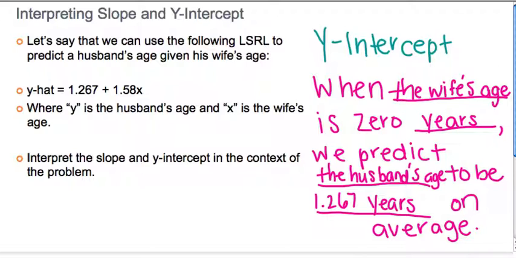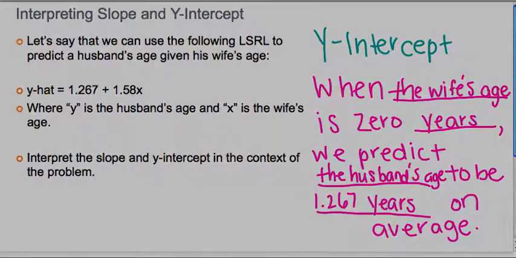Your slope should always make sense, but your y-intercept won't always. When the wife is 0 years old, we expect the husband to be 1.267 years old. That doesn't really make sense. People don't get married quite that young. So this would probably be an extrapolation. It does not make sense.